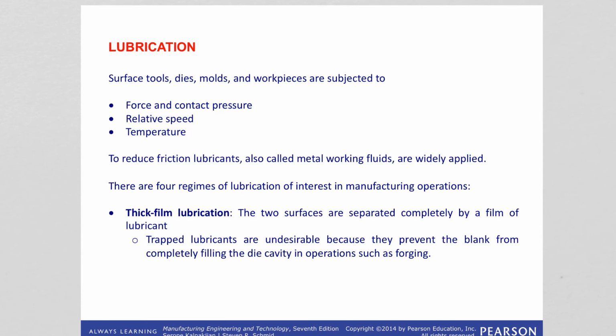The result is a dull, grainy surface appearance on the workpiece after a forming operation. So, as you remember, in operations such as coining and precision forging, we don't want trapped lubricants. They are undesirable because they prevent the blank from completely filling the die cavity.